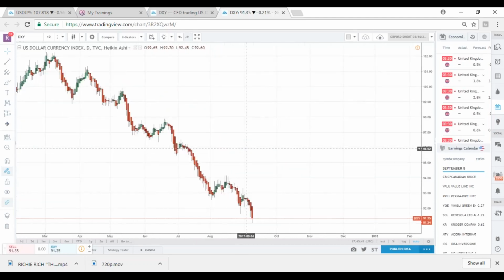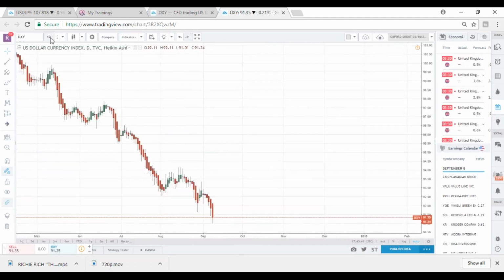So looking at the DXY, always on the daily chart, you can see that the dollar index is down. The US dollar is weak. If you look right up here in the top corner, it tells you the price, 91.35, and it's 0.21% below the price level. Anytime any index is above or below 10%, that's the true trend for that specific currency pair.